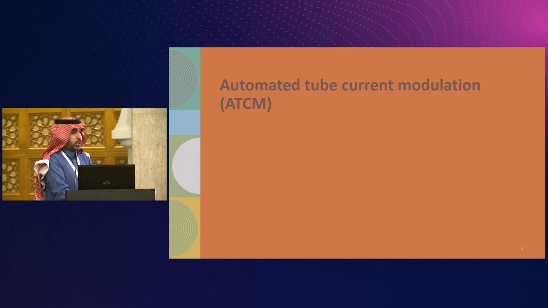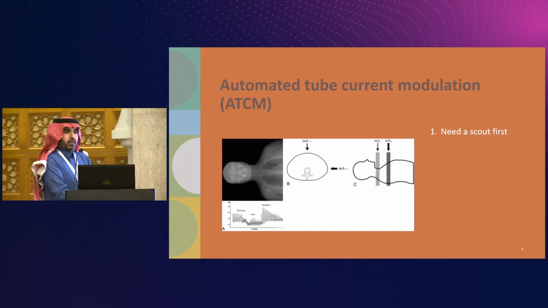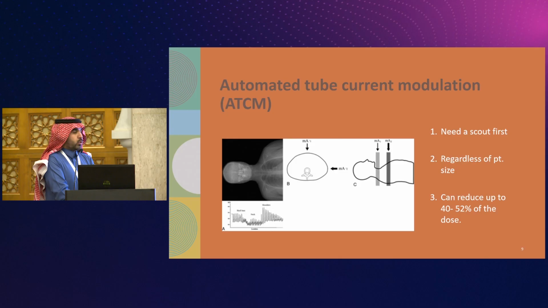Automated tube current modulation. I'm sure everyone is familiar with this. Because it will give you the mAs based on that couch. So in some slices, you need more mAs, some slices, you need less mAs. So keep it on. It will do the job for you. Yes, it will need a couch, but we do couch all the time for CT scans. Regardless of patient size, it will help you. It can reduce up to 52% of the dose.